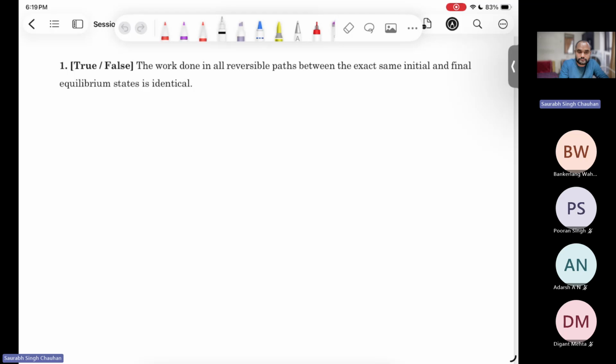Yes, sir. In the assignment that was given, I think assignment number 2, this particular question, number 9, says to find the change in entropy.